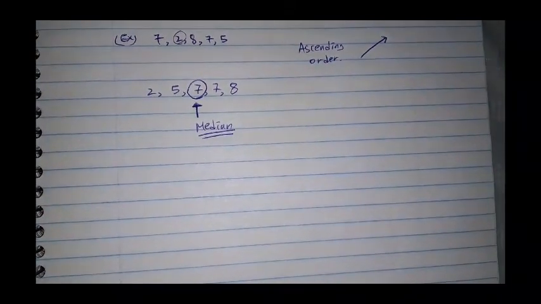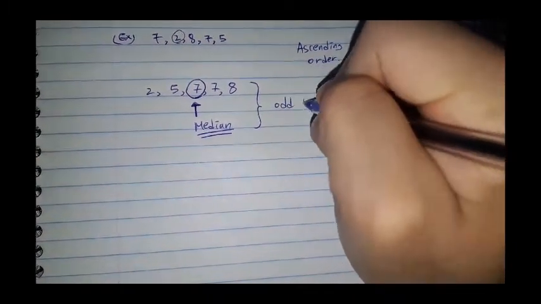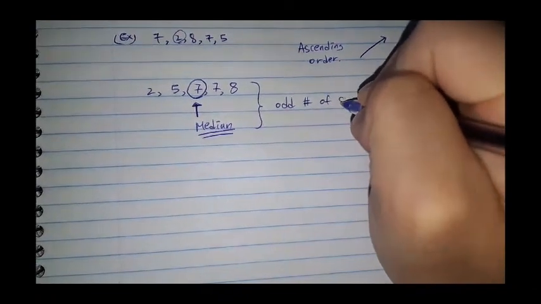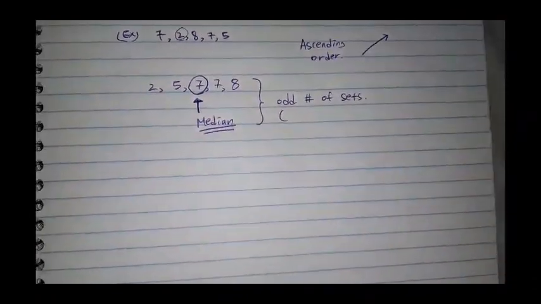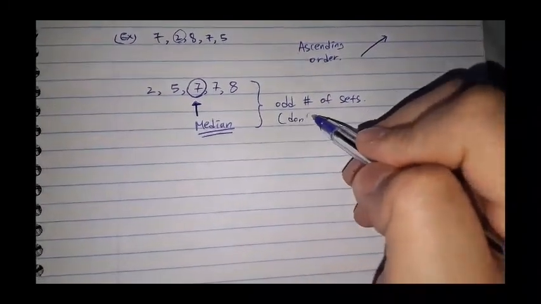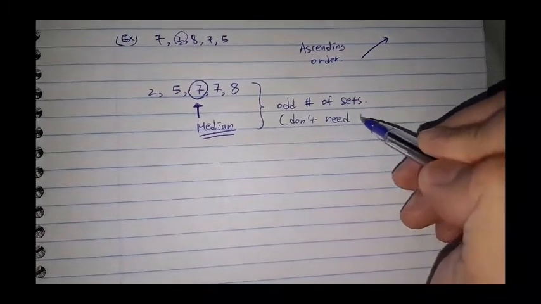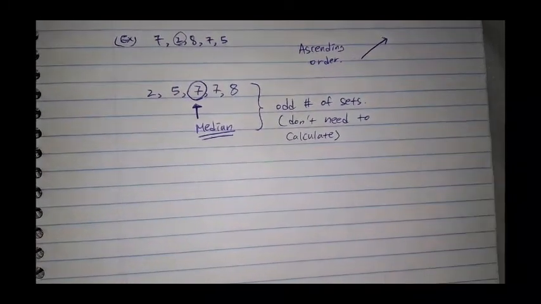So sometimes, as you may see in this situation, you don't need to calculate. That's when you have an odd number of data, you don't need to calculate. There you go.